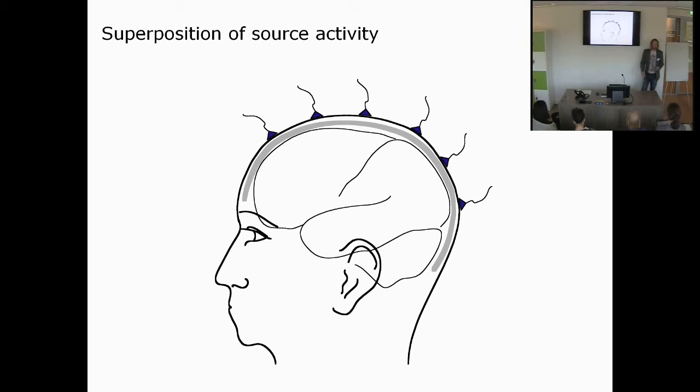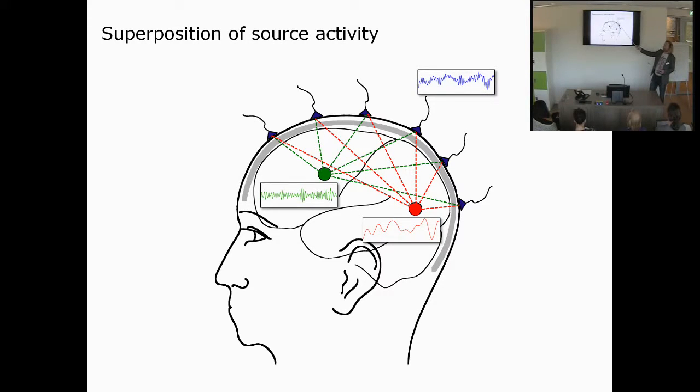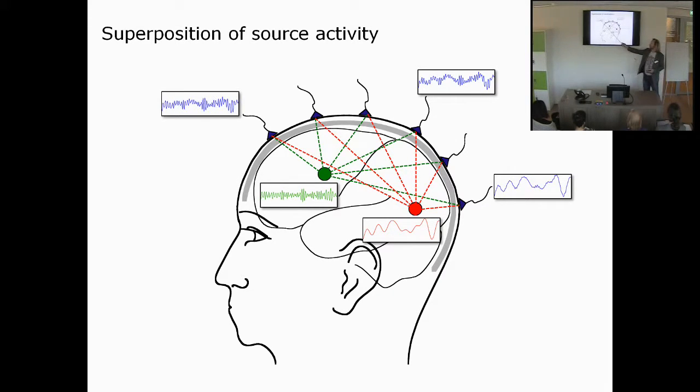So let's again look at the superposition of source activity. This is a slide that I showed yesterday. If we have a source at the back of the brain and a simultaneous source at the front of the brain, a channel that's more or less in between will pick up activity from both sources. Channels at the back will primarily pick up activity from the occipital source, and channels at the front will primarily pick up activity from the frontal source. But it's not only activity from the frontal source or from the posterior source. There's always overlap of these sources on the channels that we're recording.